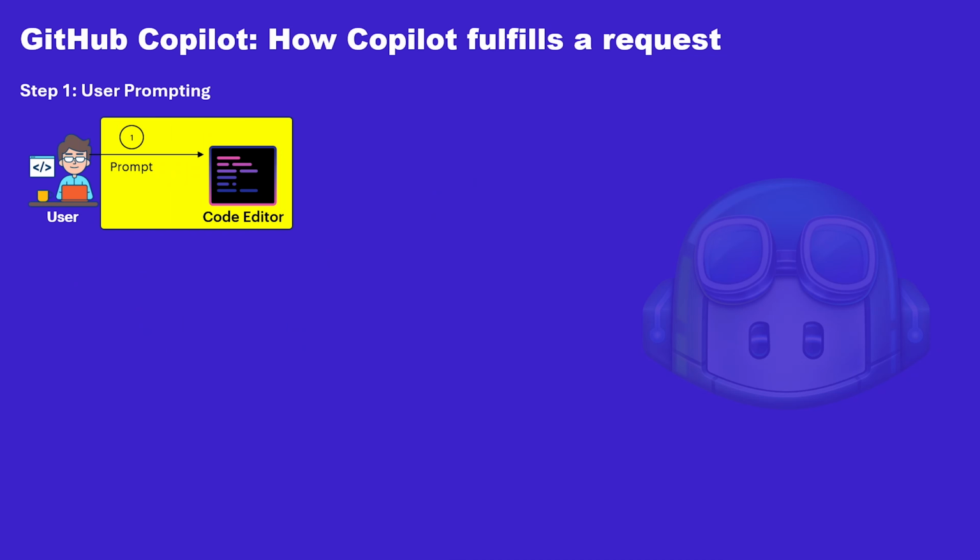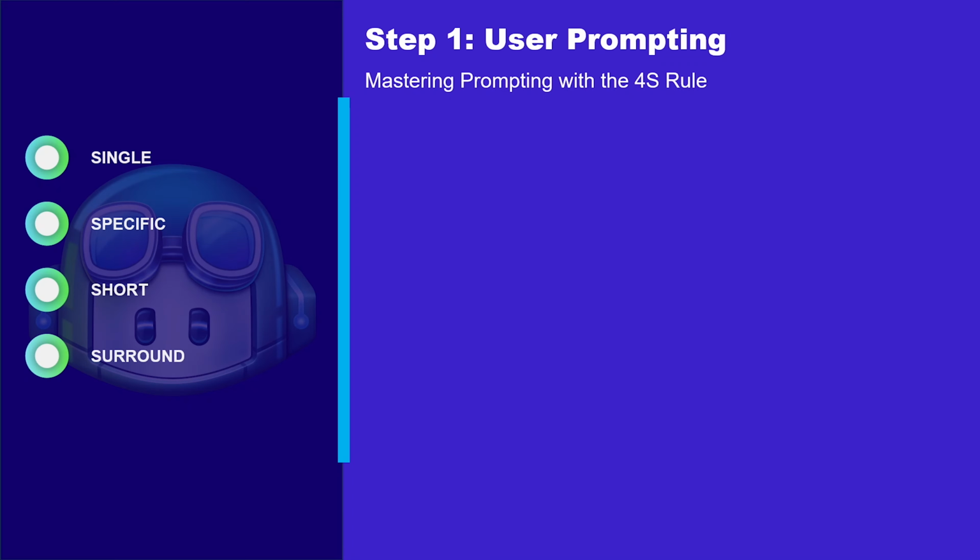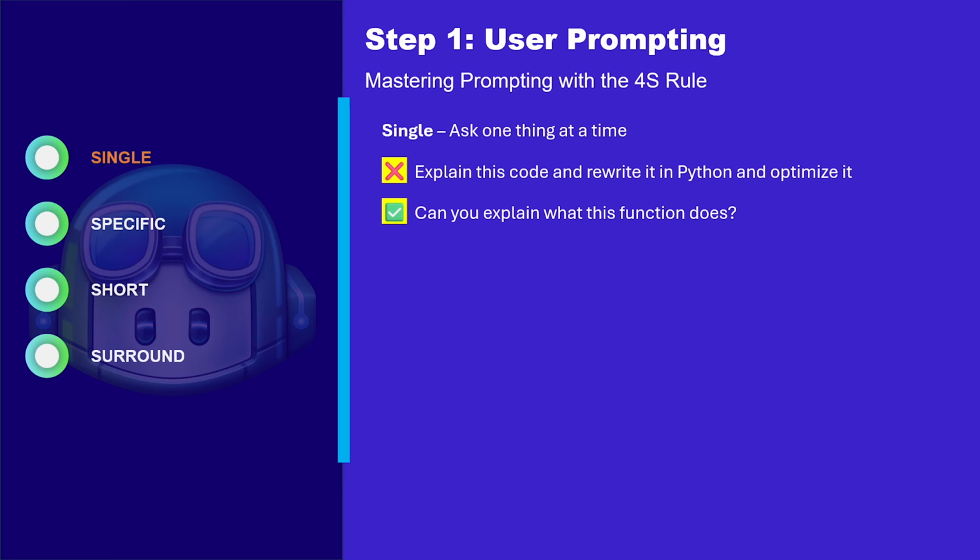Think of Copilot like a teammate. The cleaner you are, the better the help you will get. If you want clear, faster and more accurate AI responses, remember the four S's of prompting: single, specific, short and surrounded. First, single. Focus on one request at a time. Multiple questions can confuse the model.